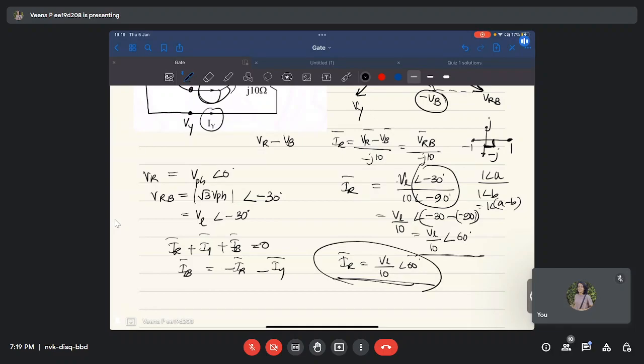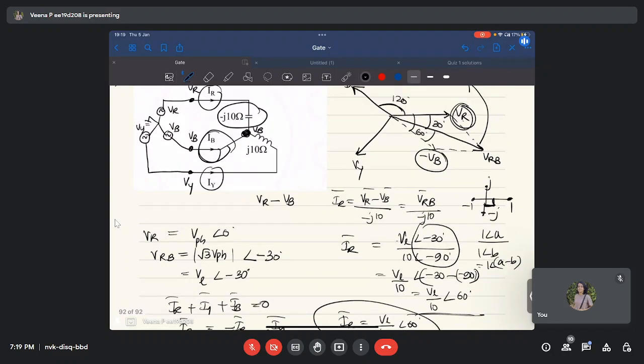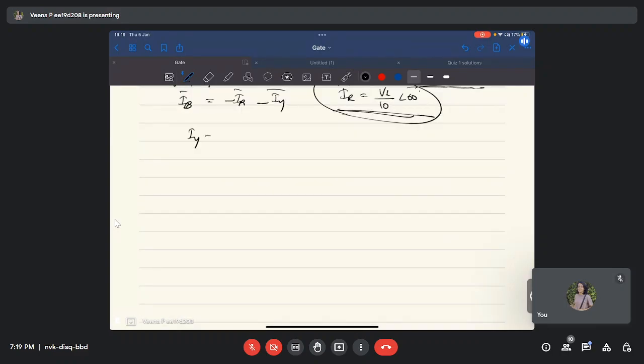So you already have IR. You have to find IY. IY, similar to IR, is the voltage across J10 divided by J10. So IY direction is this. This potential is Vy. This potential is Vb. So IY is Vy minus Vb by J10, which is nothing but IY is Vyb by J10.